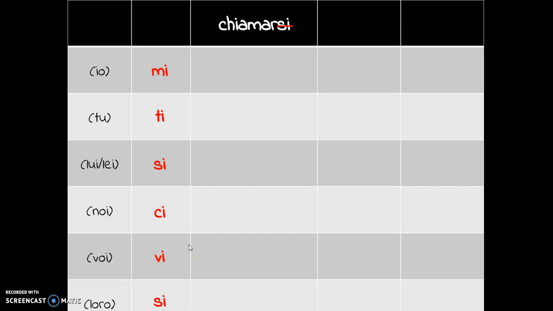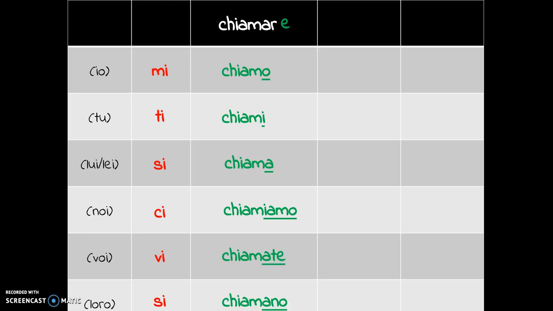Step 3. Now that the si ending is gone, we simply replace that with an e. So now, chiamare is a regular are verb, and you have lots of experience conjugating those. So remember, our are verb endings are o, i, a, iamo, ate, ano. So our verb becomes chiamo, chiami, chiama, chiamiamo, chiamate. So now we're finished, and this is our final conjugation of the reflexive verb chiamarsi.